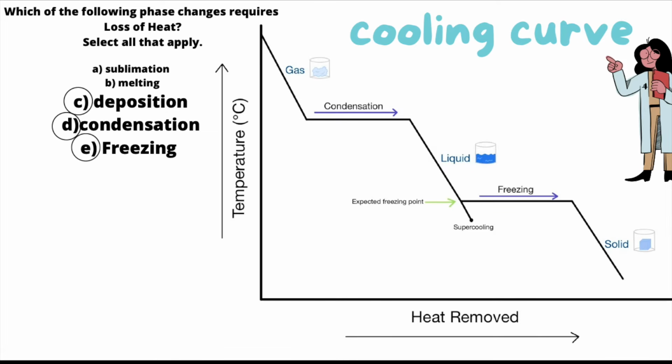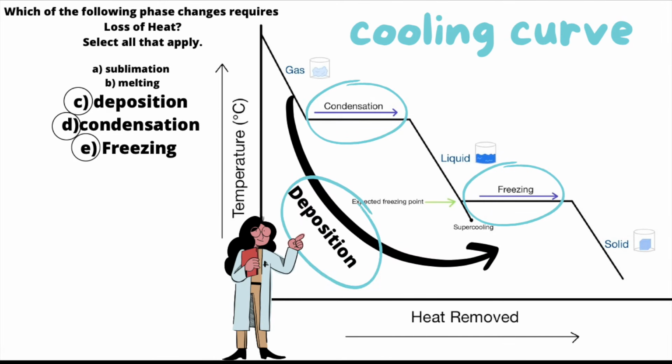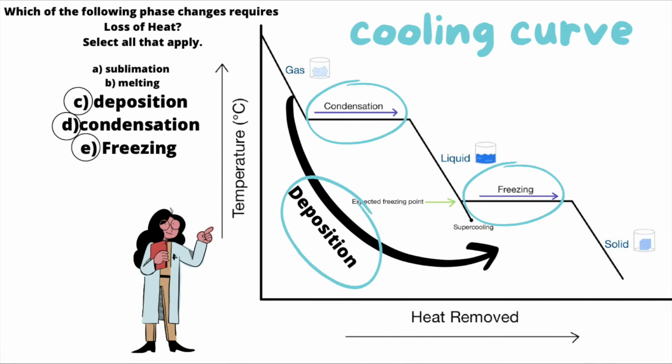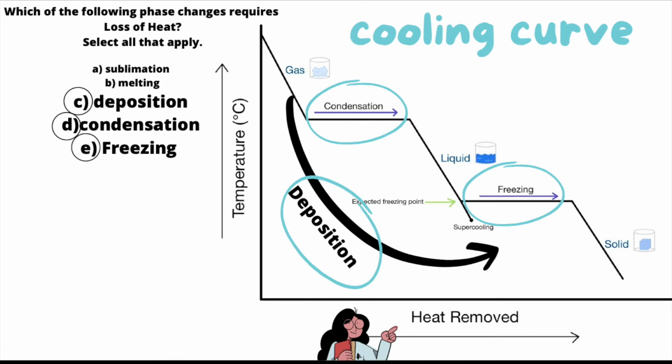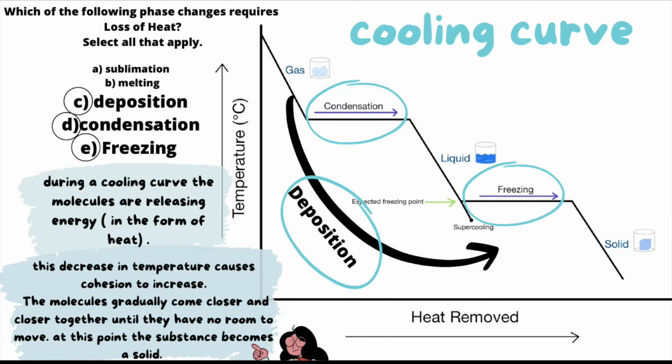This is what we call a cooling curve, and it includes condensation, freezing, and deposition phase changes. All three of these phase changes are going to decrease in temperature as heat or energy is removed from them. Remember that during a cooling curve, the molecules are releasing energy in the form of heat, and this decreases the temperature. The decrease in temperature causes cohesion to increase.